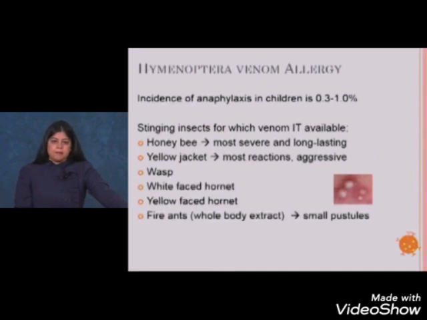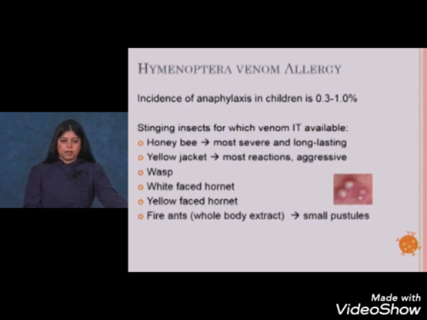Now we're going to talk about venom allergy, Hymenoptera venom allergy. The incidence of anaphylaxis in children is about 0.3 to 1%, so not very high. The stinging insects that we usually test for are honeybee, yellow jacket, wasp, white-faced hornet, yellow-faced hornet, and fire ants, which is more of a problem in the southeastern United States.